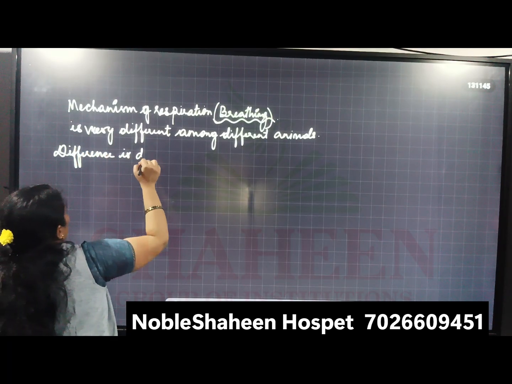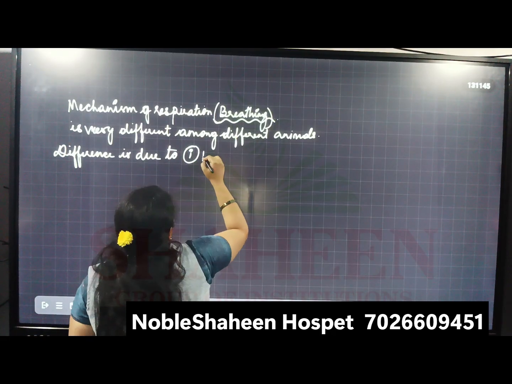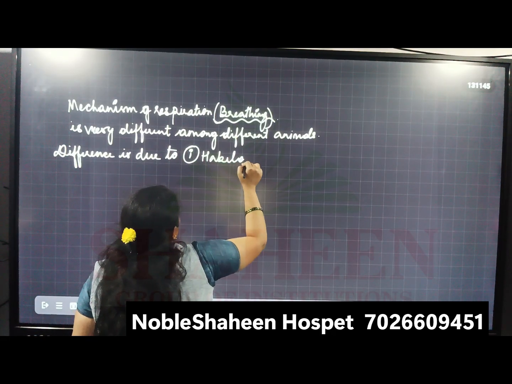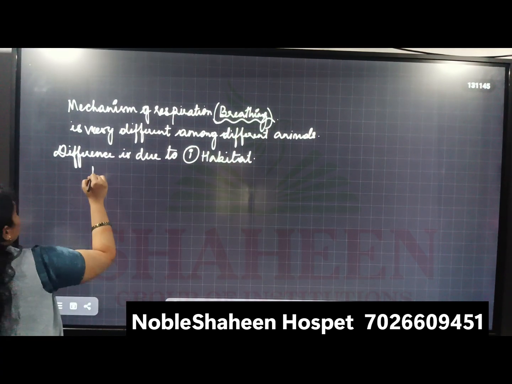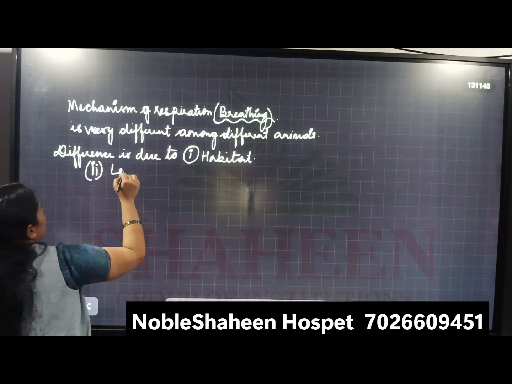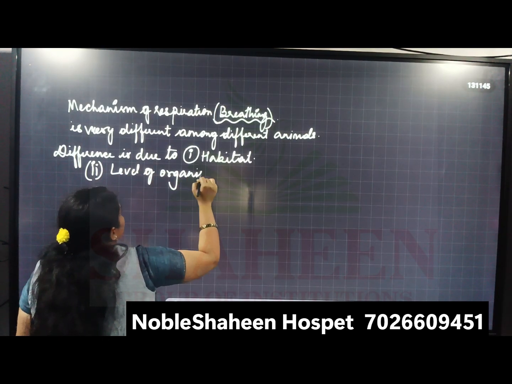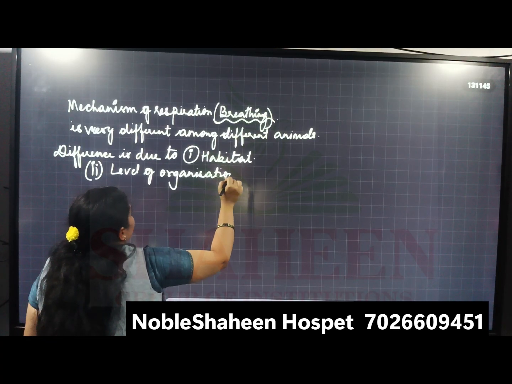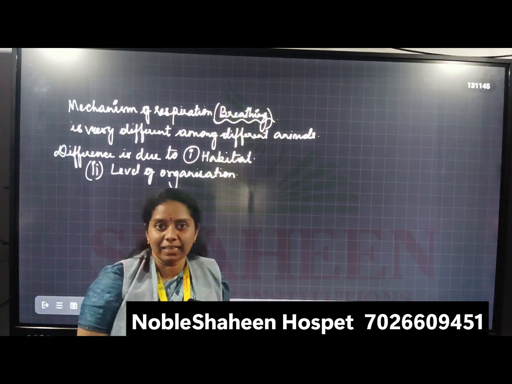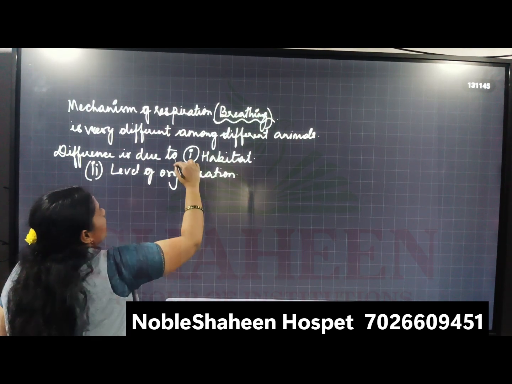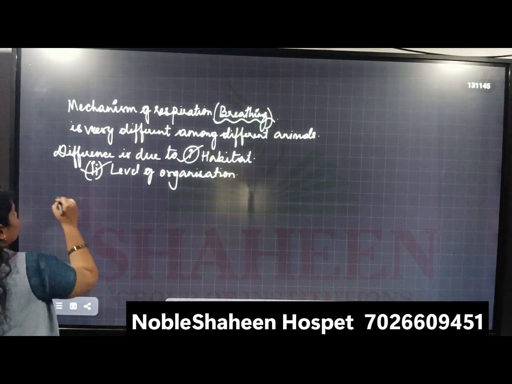Difference is due to, first reason is its habitat, where that animal is living, and the second point will be its level of organization, whether it is made up of cellular level, tissue or organ system, anything like that. So based on these two things, the differences can be seen in different types of animals.